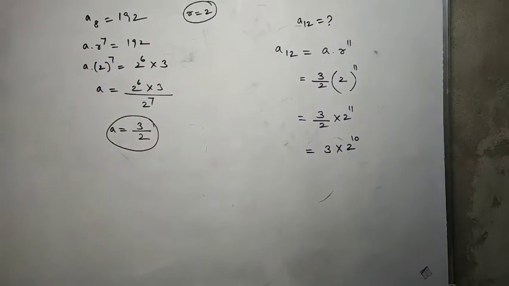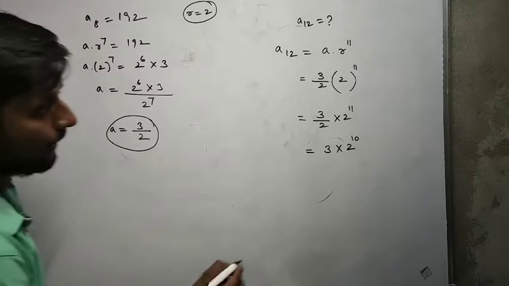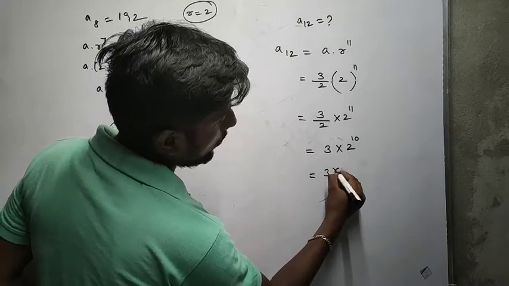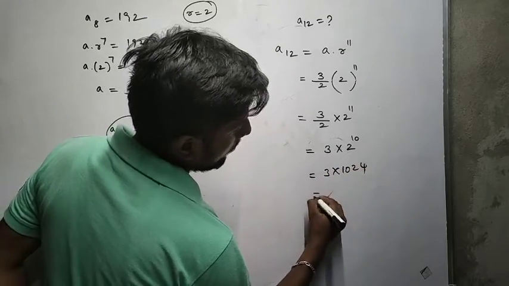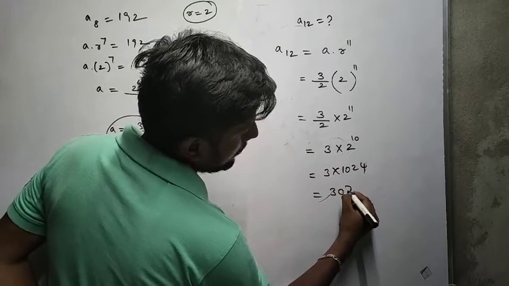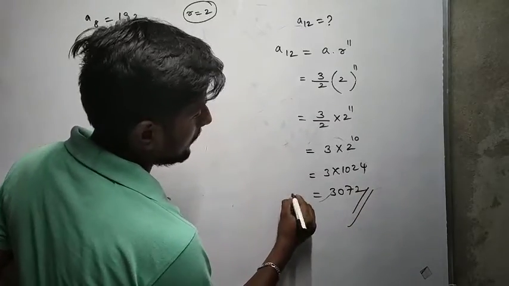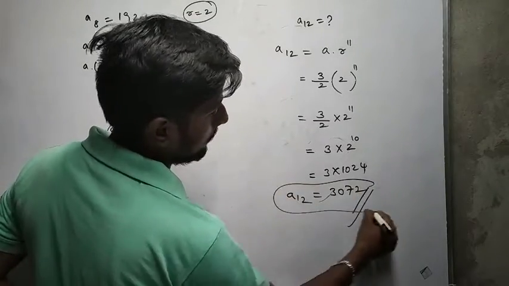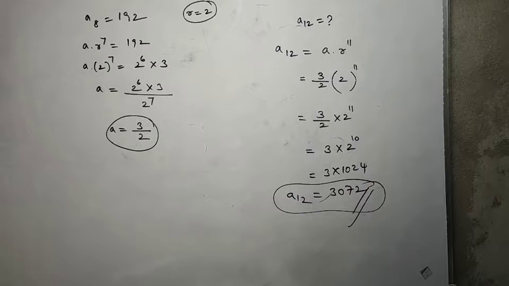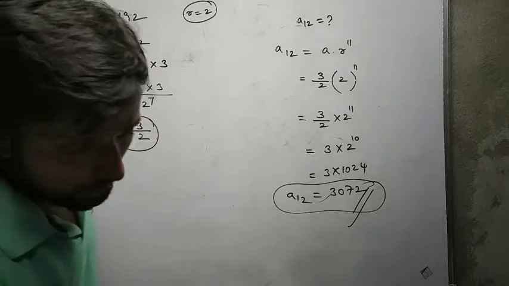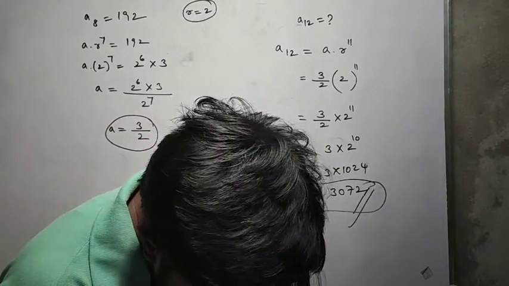So 2 power 10 is nothing but, I think, 1024. So 3 into 1024, the answer is 3072. That is the 12th term. So this is a way of solving the problems from the given information. If you want, we'll see one more problem.